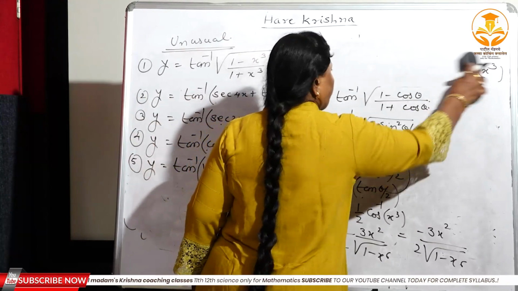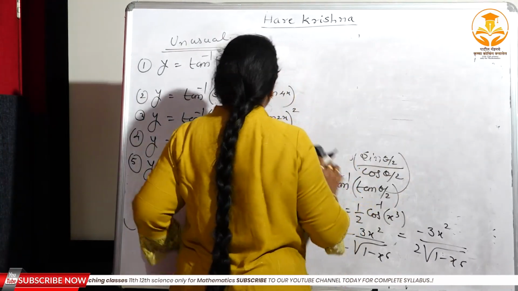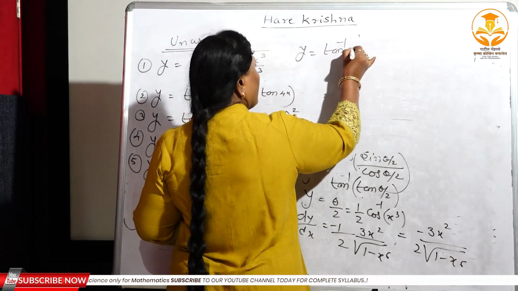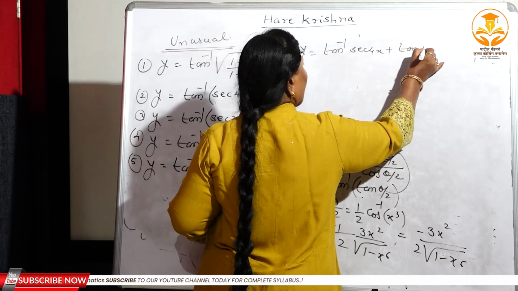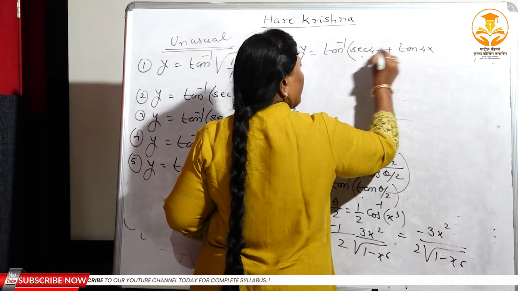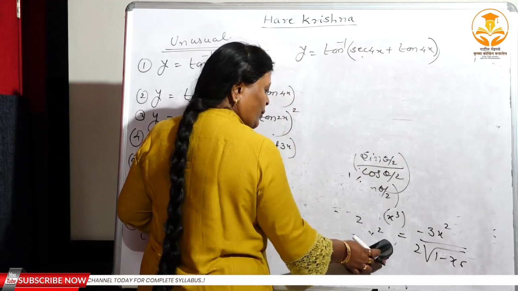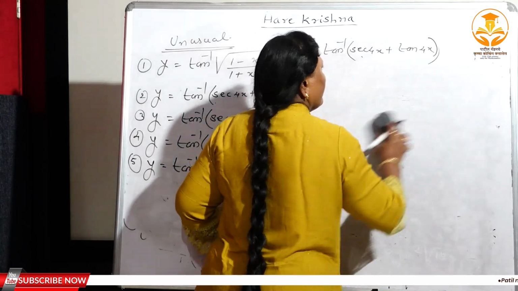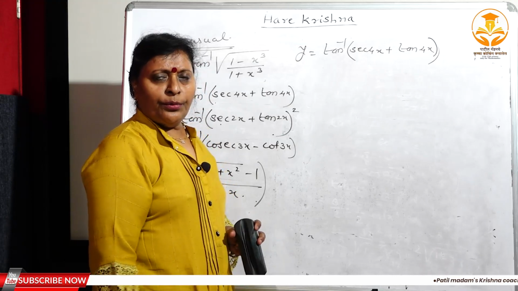See, every problem is different from each other. Now second one, y is equal to tan inverse of sec 4x plus tan 4x. What can you do? Is there any formula? Sin 3 theta, cos 3 theta, tan 2 theta. Is there any formula? Can you imagine yourself here? Can you apply any formula? No. Then what can you do?